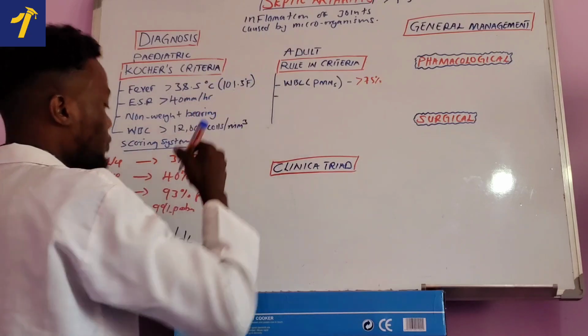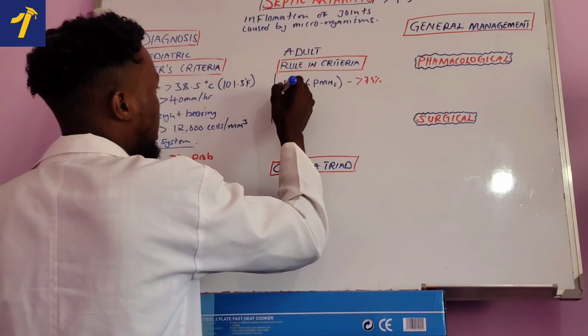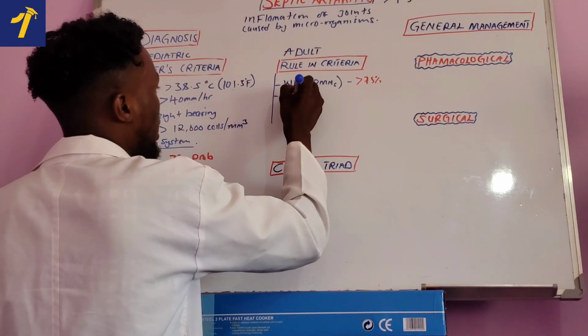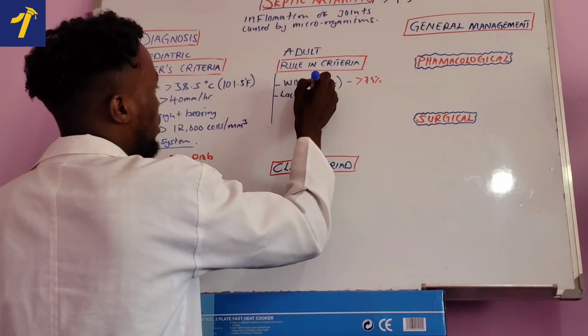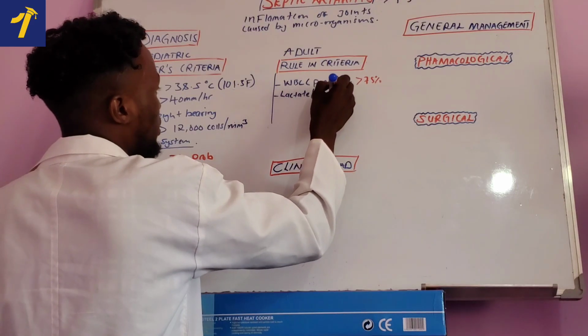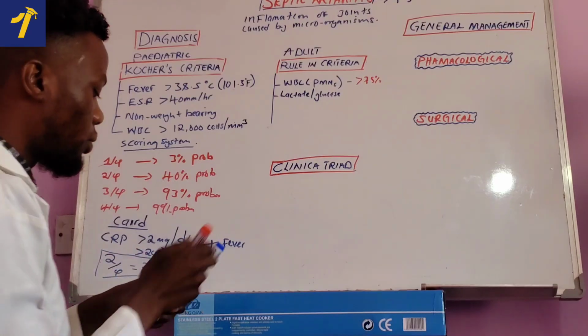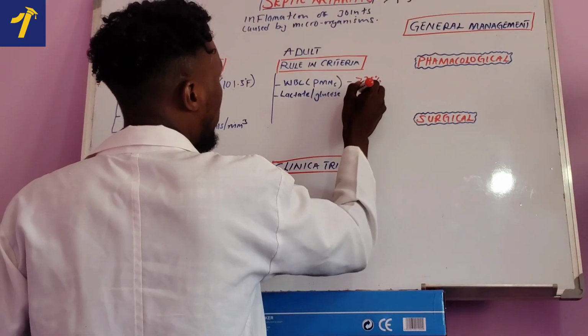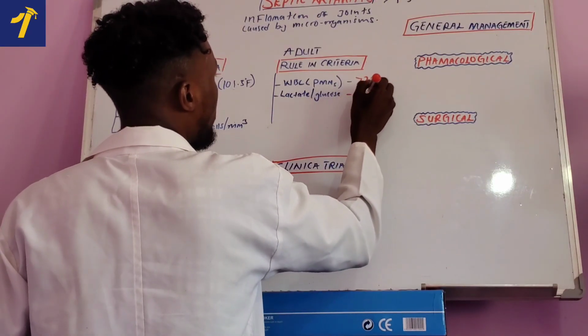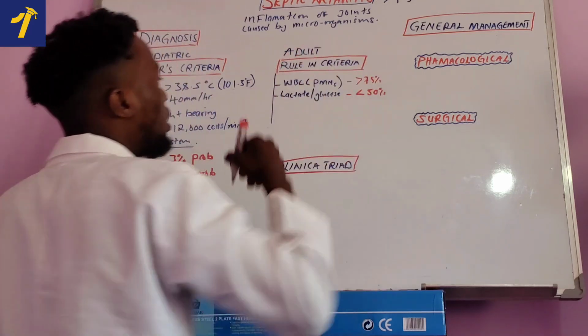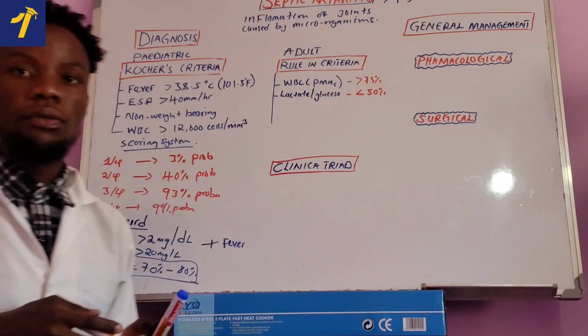The next one is glucose and lactate. They also consider lactate and/or glucose. So this one now, we're going to have less than 50% of glucose or lactate in the synovial fluid.